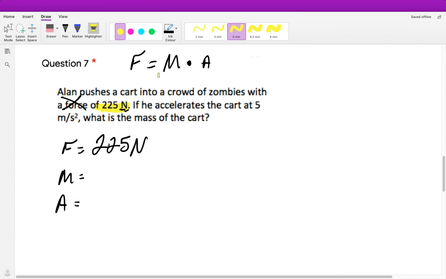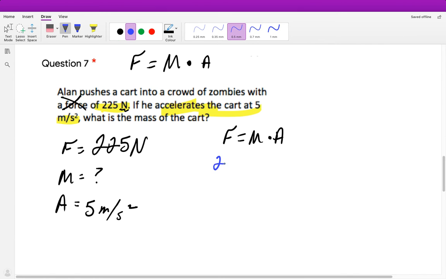If he accelerates the cart at 5 meters per second squared, once again, that's acceleration, so we can say it's 5 meters per second squared. What is the mass of the cart? This is what we do not know. So once again, we are going to be plugging this in. Force is equal to mass times acceleration.